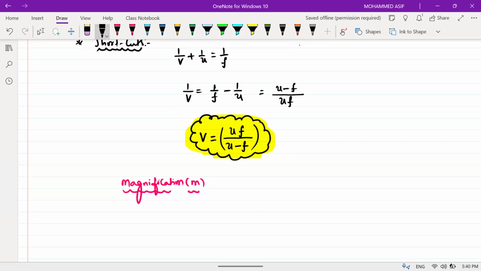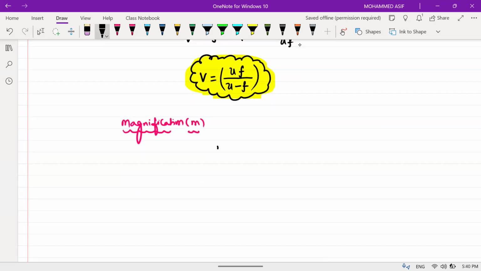What is the magnification formula? M is equal to minus V by U. Okay, so from the above formula, I can write it right now.